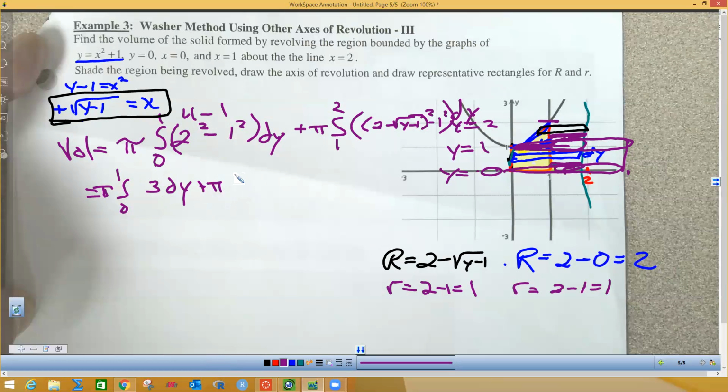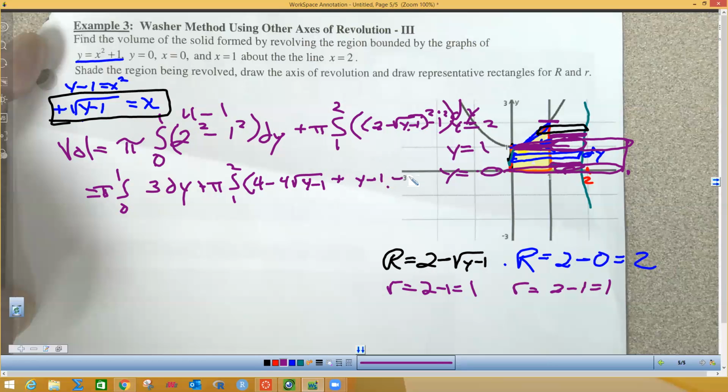Plus pi, and then we got the integral from 1 to 2. And I'm going to take this thing right here, and I'm going to FOIL it out. There's a shortcut to do a binomial square. So you take the 2 and you square it, which is 4. And then it's first term times second term times 2. It's the shortcut. Hopefully you remember that. So 2 times this negative radical is negative 2 of that radical, times 2 is negative 4 of that radical. And then it's this last thing squared, so it's going to be plus y minus 1, because when you square a square root, they cancel out. I'm going to take the parentheses off.